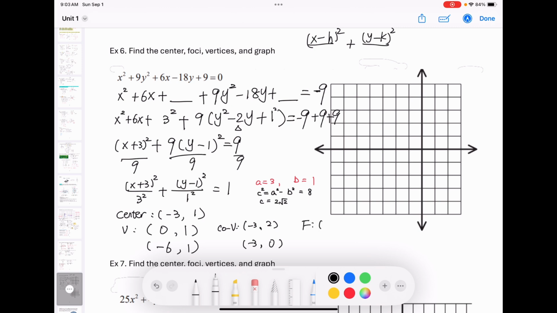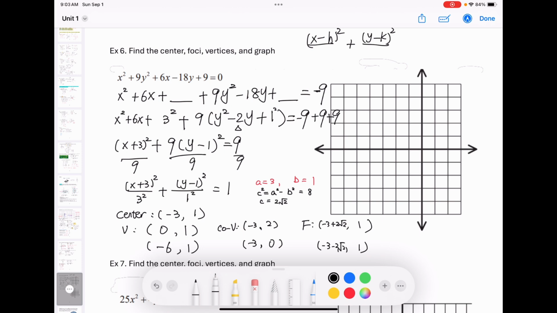Foci have the same y value as my center. We can copy the y value. It is something comma 1, and based on the center we move to the left and right by 2 square root of 2. So negative 3 plus 2 square root of 2 and negative 3 minus 2 square root of 2. Okay, we have all of the information.